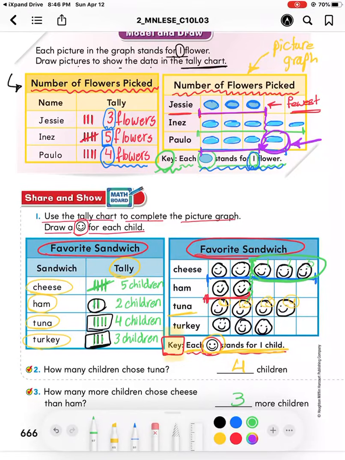children. You can do it this way, or you can say, okay, here we have 5 children, and in the ham we have 2 children. 5 minus 2 equals 3. But it's better to get used to read and analyze the data using picture graphs.